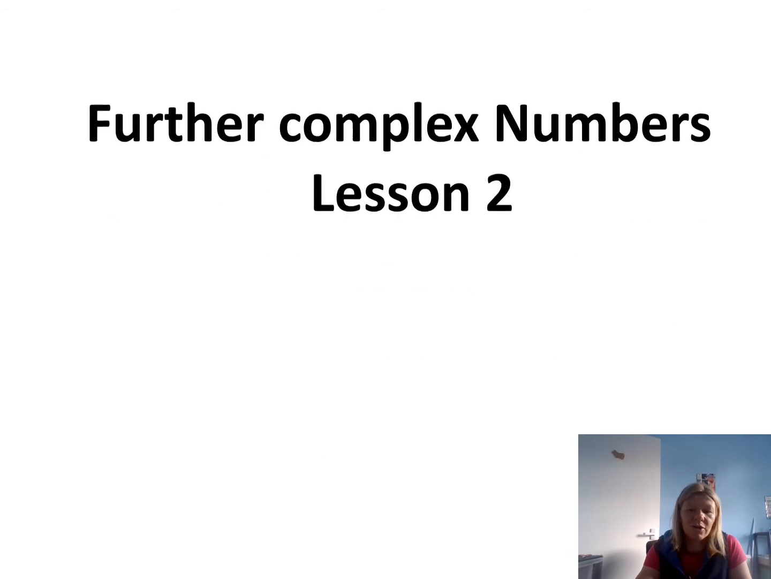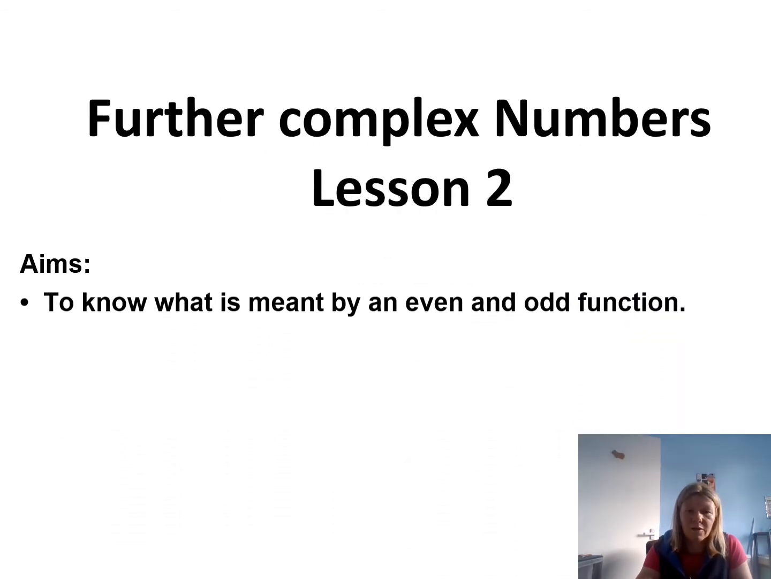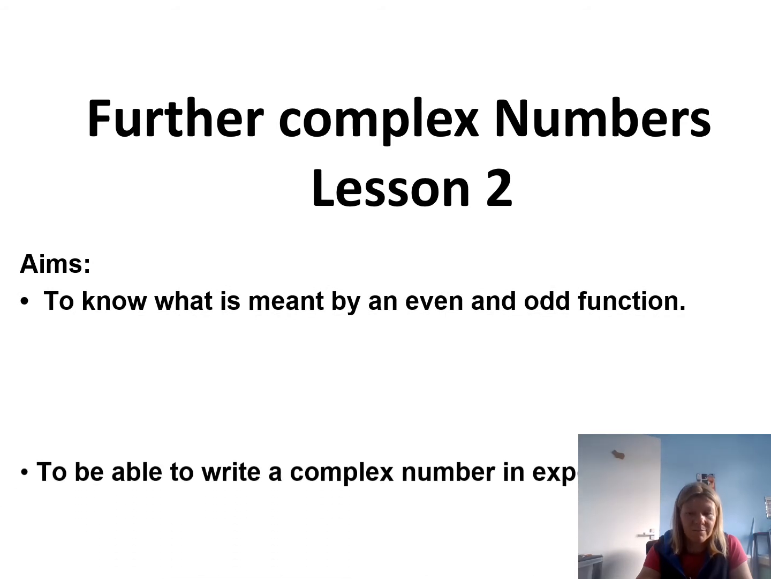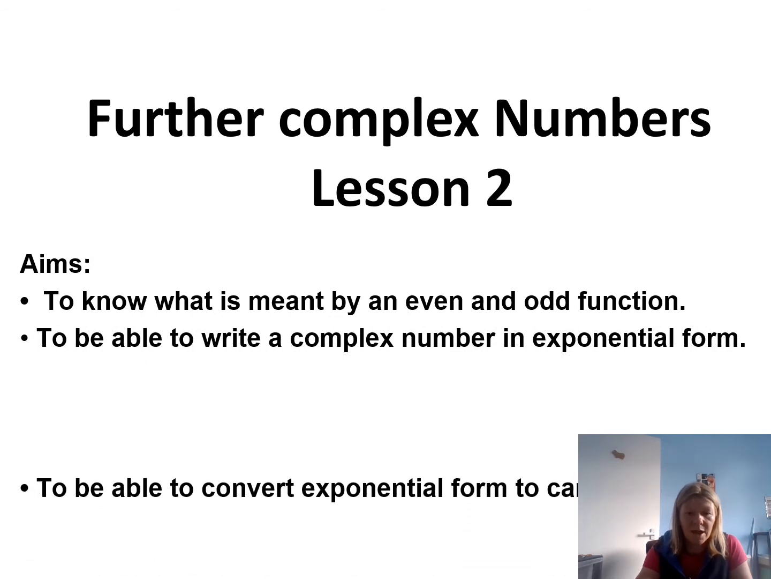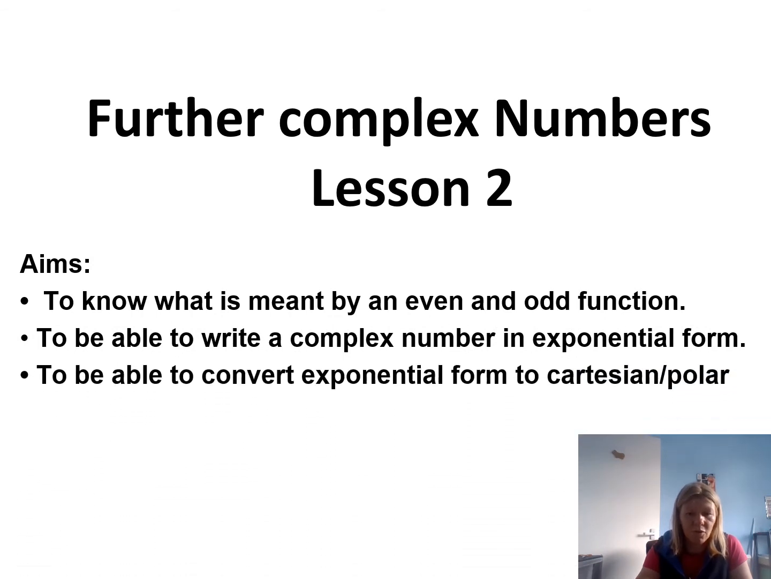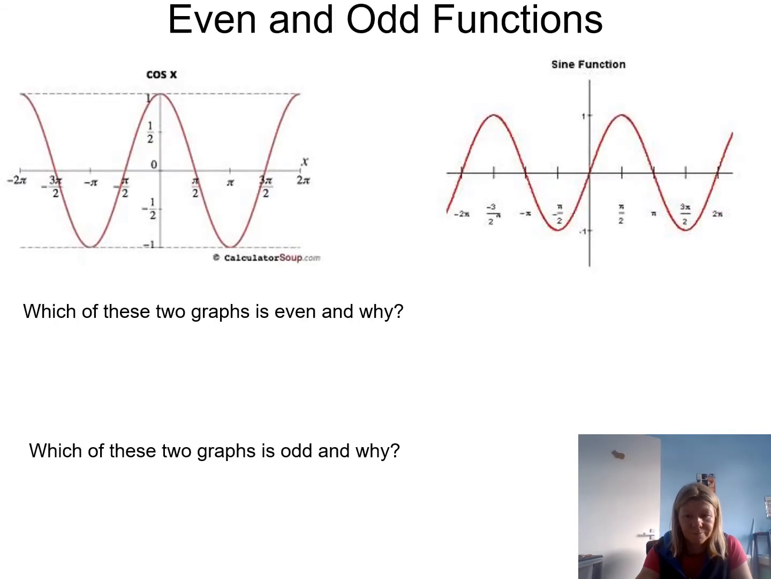Right, today's lesson, you should have the handout with you. I gave it you, hopefully I gave it you anyway. And so today we got to know what is meant by an odd and even function, which you should have met in core maths, but maybe not, don't know. To be able to write a complex number in exponential form, to be able to convert an exponential form to Cartesian or polar form. So you can see here at the bottom, there's the polar form, and it sends an arrow too, so that implies this is the exponential form. But we shall see.